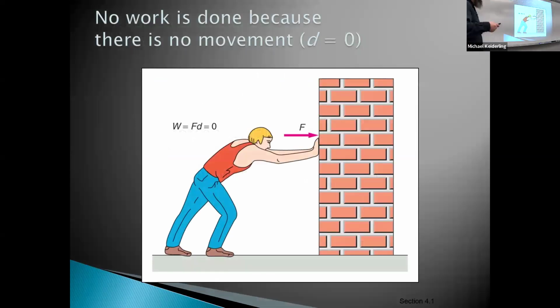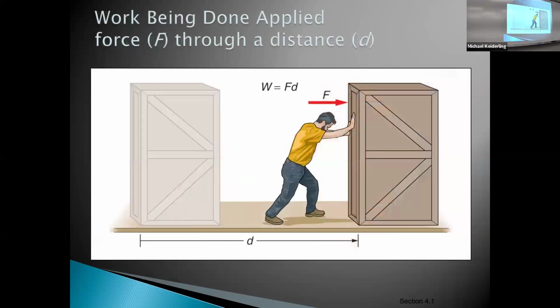Here, no work is done because there's no movement. Applying a force, but there's no movement, so the distance is 0. Here, something moves. So they're applying a force over a distance, so there's work done. And notice that the distance is the distance in the direction of the force.